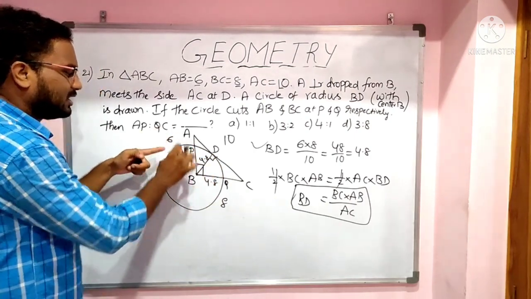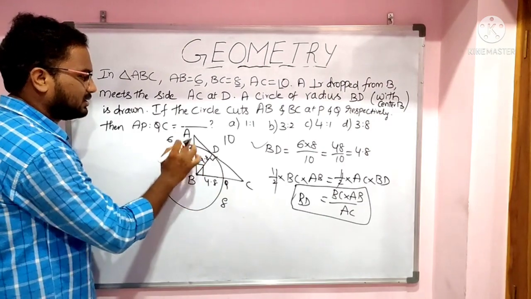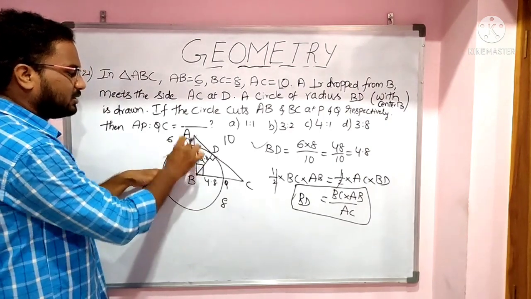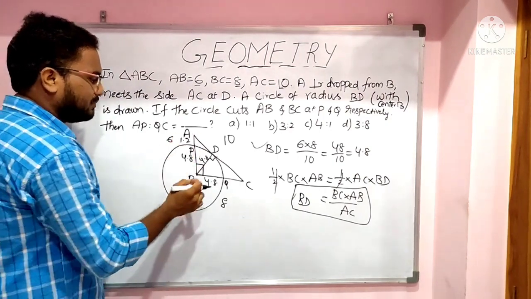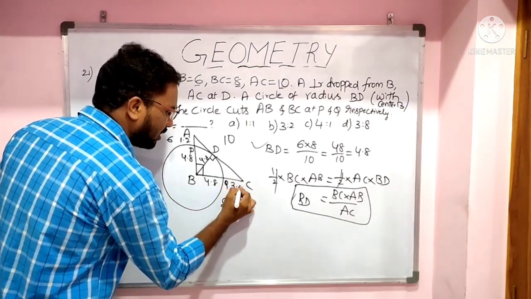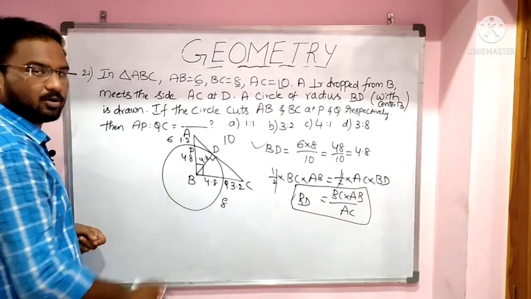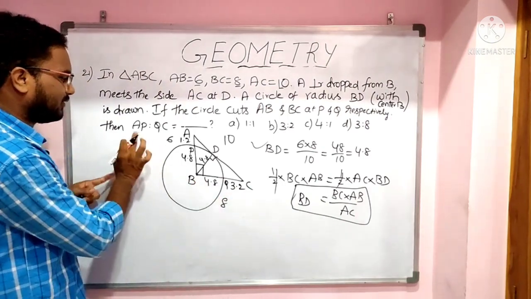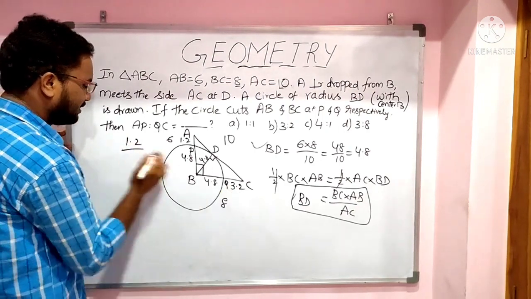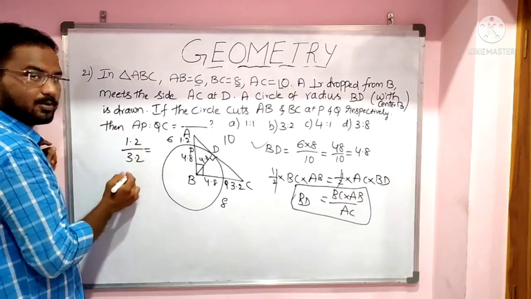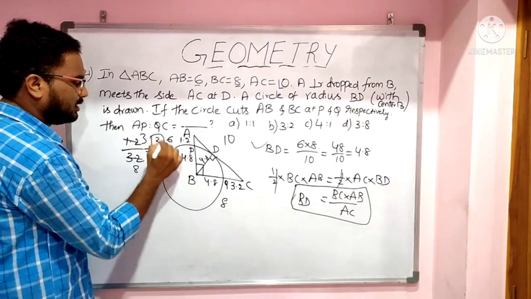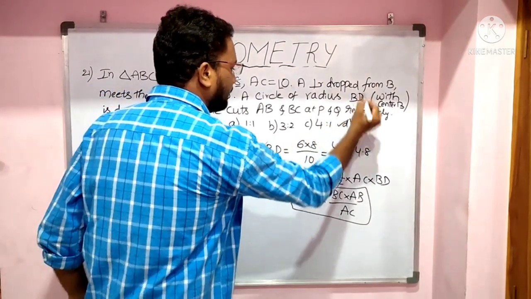So total side is 6. This is 4.8, total is 6. So this will be 1.2. And BC, this total is 8. This is 4.8, so this will be 3.2, 8 minus 4.8. So QC value, we need to find AP is to QC. AP value is 1.2 and QC value is 3.2. Forget about the point: 4 3s are 12, 4 8s are 32. So the answer is 3 by 8, 3 is to 8.